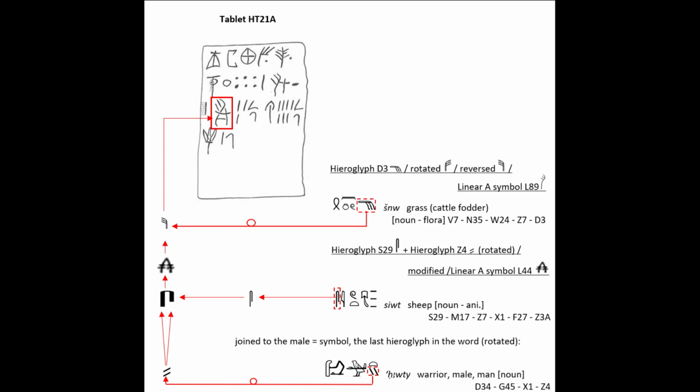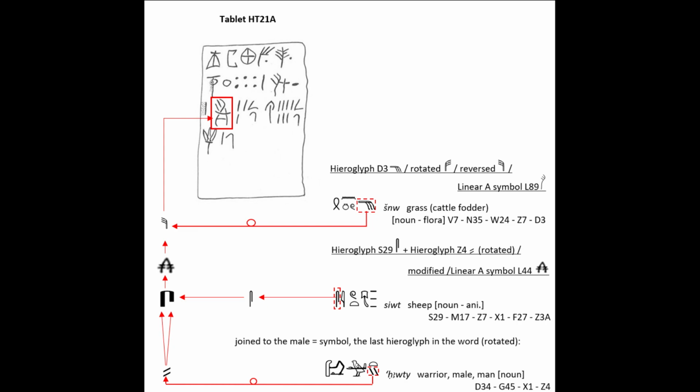This is then added to the linear A symbol representing hieroglyph D3, linear A symbol L89, and this was the final hieroglyph in the word for grass, cattle fodder. The 3 symbols together therefore mean grass, cattle fodder for the male sheep. This is the feed for the rams. This is then followed by a count of 3 plus a fraction value, which, as analysis sets out in my book, has a value of a quarter.